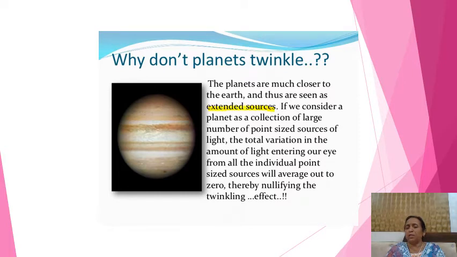Extended sources mean a large source of light. Now if we consider a planet as a collection of a large number of point-sized sources, it becomes an extended source. As a result, the total variation in the amount of light entering our eye from all the individual point-sized sources will average out to be zero.